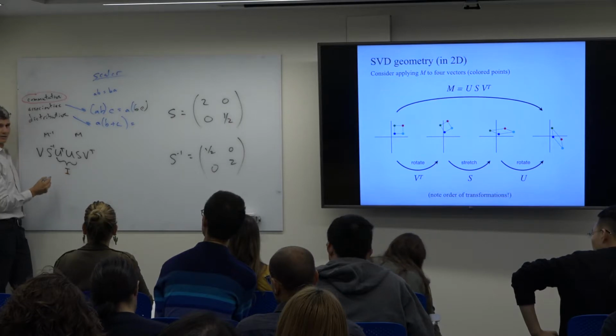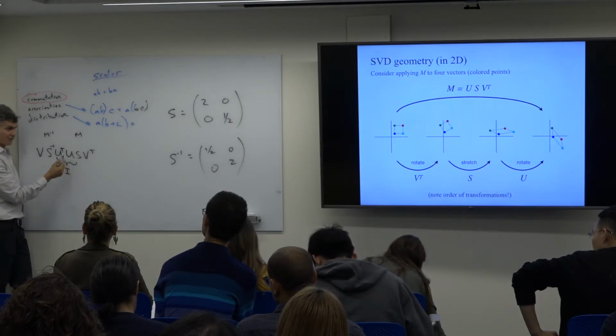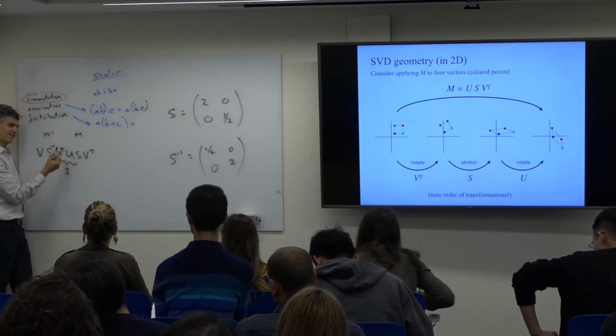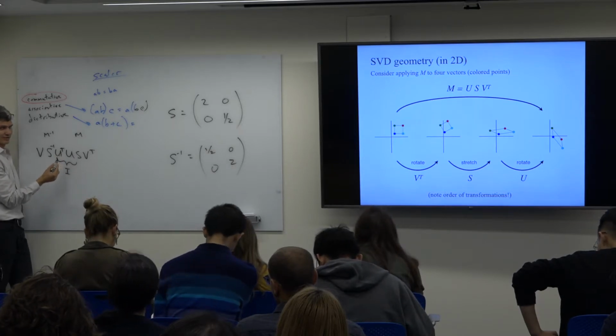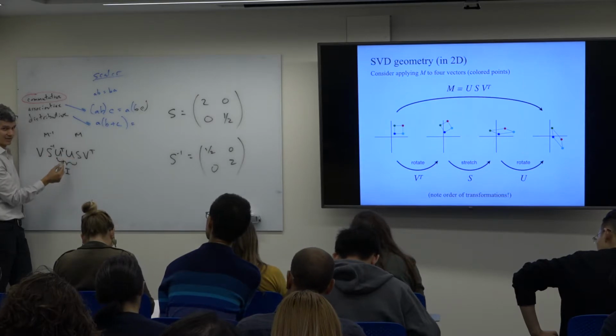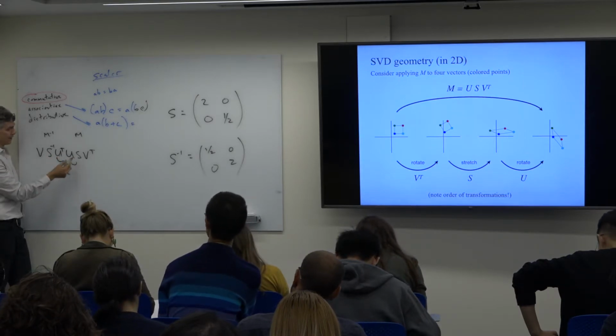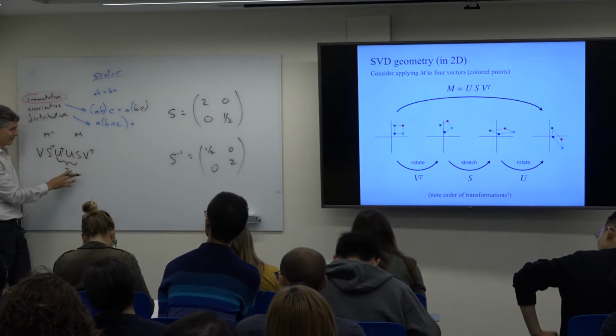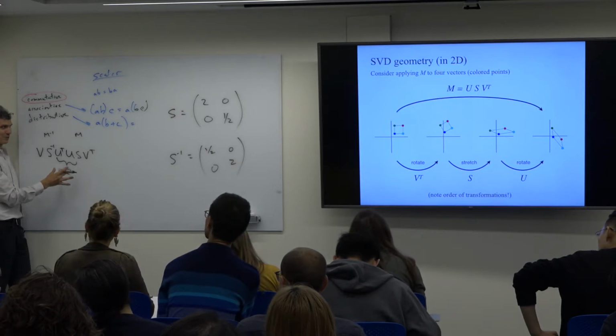Identity. Because U transpose U is the identity. Because U transpose is the inverse of U. Because I know that U is an orthogonal matrix. That would not be true if I didn't know that, but I do know that because this is the SVD. That's the whole point. Okay? Done. That one drops out. The identity means I don't have to write it because it doesn't do anything.